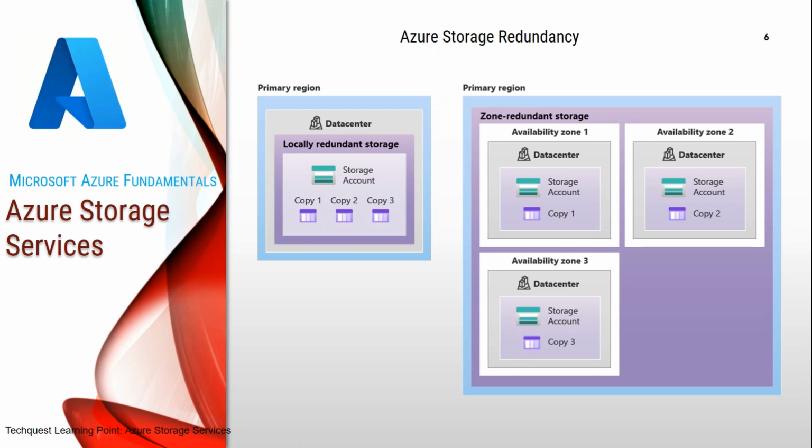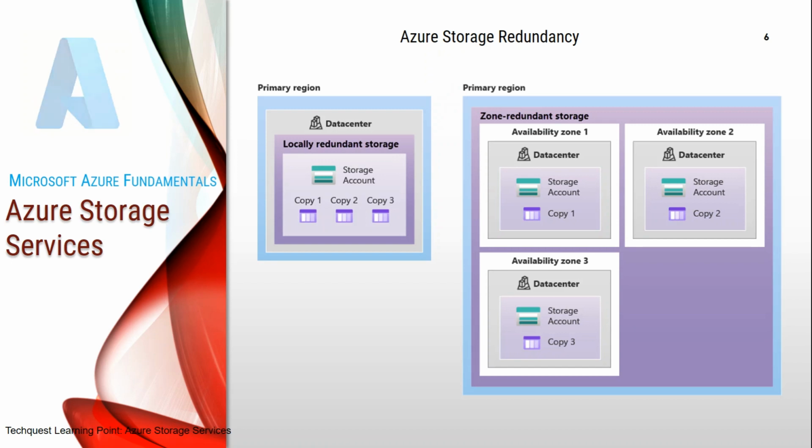Locally redundant storage. Locally redundant storage (LRS) replicates your data 3 times within a single data center in the primary region. LRS provides at least 11 nines of durability of objects over a given year. LRS is the lowest cost redundancy option and offers the least durability compared to other options. LRS protects your data against server rack and drive failures.